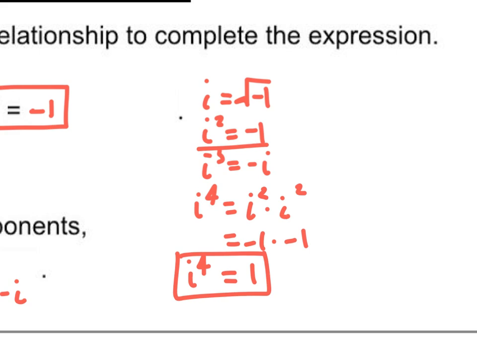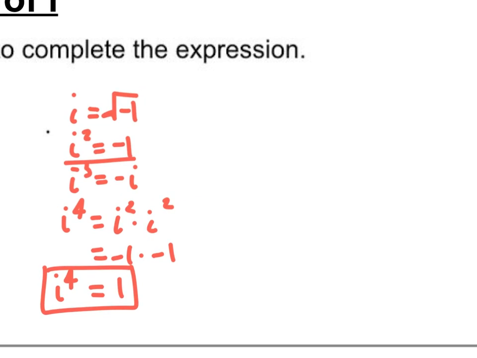So now let's think about something. What if you just had, say, i to the fifth? Then what we end up with is i to the fourth times i. We know that i to the fourth is equal to 1, so this is going to be equal to 1 times i. So i to the fifth can be simplified back down to just i.